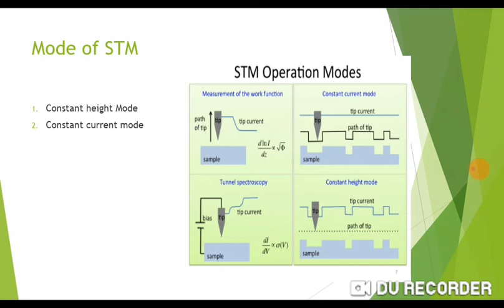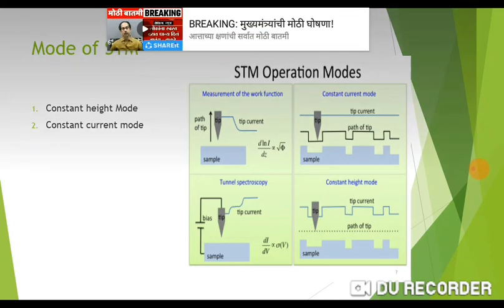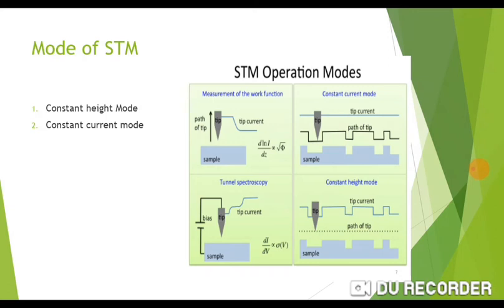Now in this mode, the tunneling current is a function of the height between the tip and the specimen surface, and depending on the distance between the tip and the surface, the magnitude of the current varies. The measured tunneling current gives a topography image of the surface which is formed.